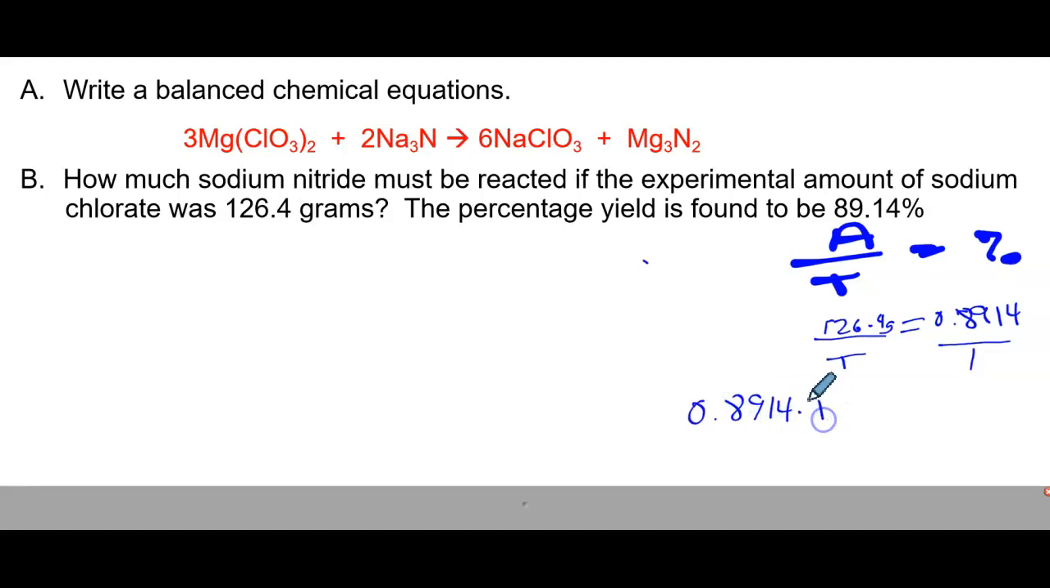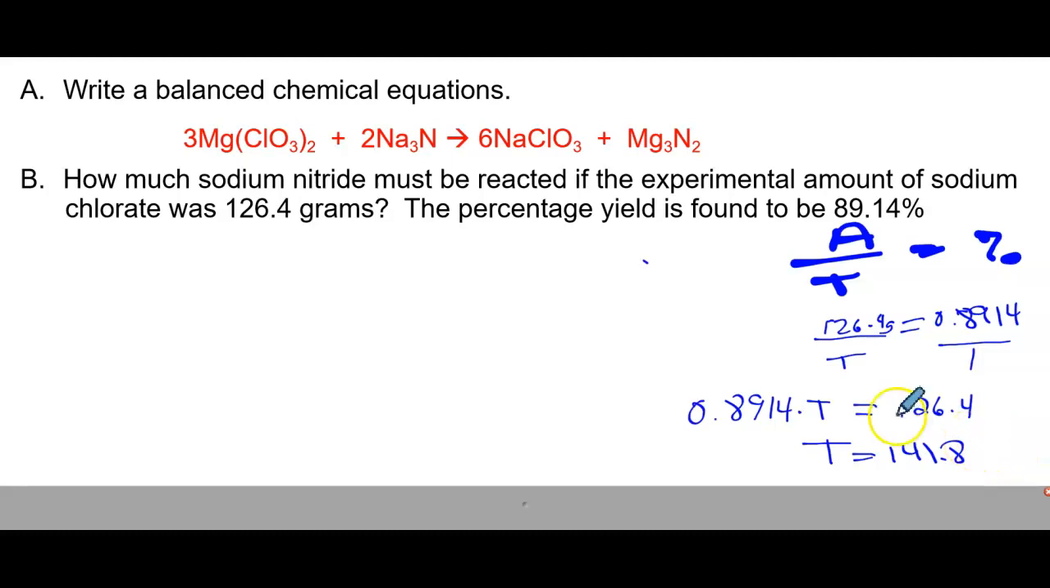That's going to give us 0.8914 times T equals 126.4. Cross multiply. So on my calculator I take 126.4 divided by 0.8914, and I get 141.8 with 4 sig figs. T equals 141.8. If you're unsure of sig figs, you can probably always do 3 to 4. 4 would be your best bet. That's usually what I do, 4 sig figs. Okay, so we got 141.8.